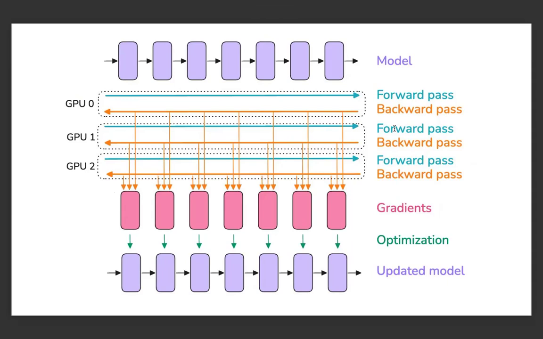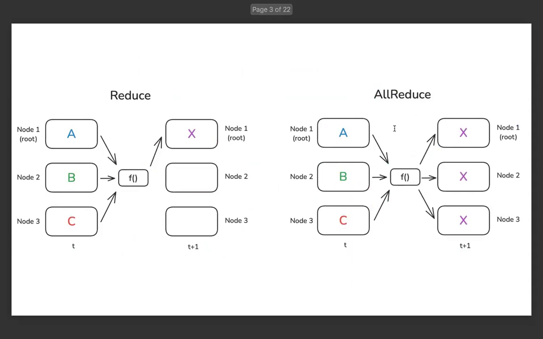So for instance, when GPU 0 has gradients for GPU 0 only, we want to send these gradients to GPU 1 and GPU 2. We want to send gradients from GPU 1 to GPU 0 and GPU 2. And we want to send gradients from GPU 2 to GPU 1 and GPU 0. So in the end, each one of the GPUs is going to have all of the gradients accumulated. And then each one of them can individually and independently do the optimization step and get the updated model. And this operation is called all reduce.